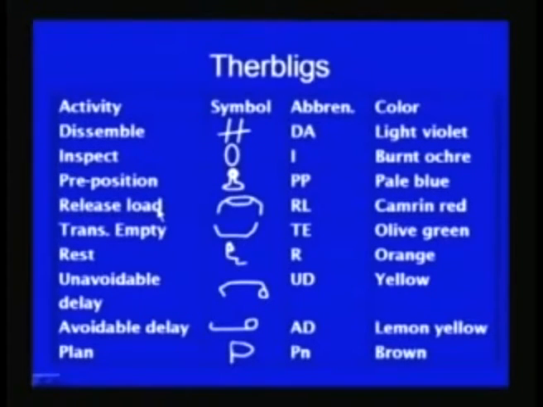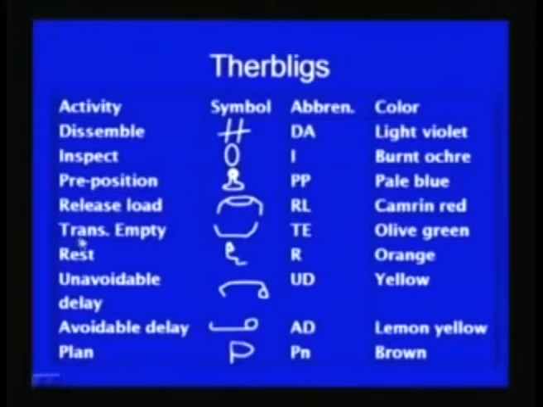Release load: just after reaching the destination, the things are released from the control of the hand. This is shown by the release load therblig, the symbol is like this, the abbreviation is RL, and carmine red is the color used to show the release load.